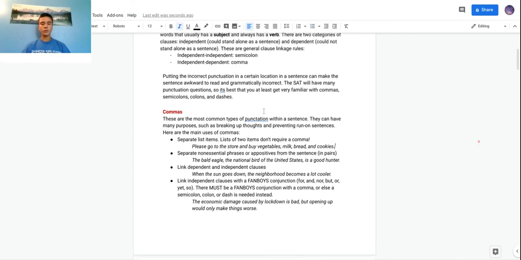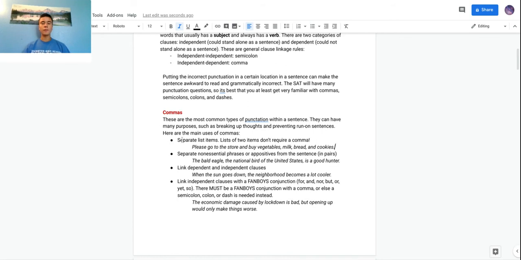Separating list items: if you have a list of items, it has to be more than two, so three or more. Separate them all with commas, and for the last list item, you should have "and." That's just a general rule. If it's two items, it doesn't require a comma. I think everyone's familiar with separating list items, so I don't really need to go over that.